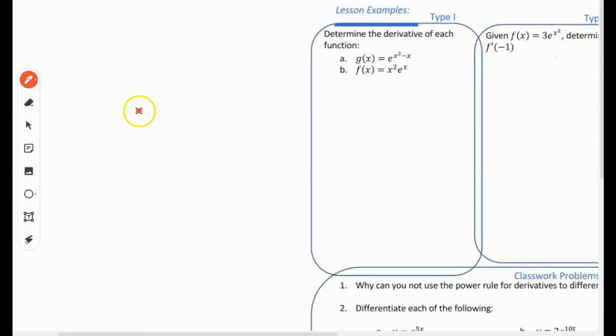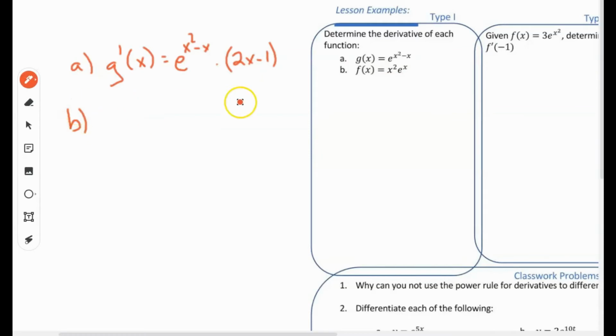Here's our first example. We'll do part A. I'm going to do it over here so I have lots of room, although it doesn't require lots of room. So we have d/dx of e to the power of x squared minus x. So what is the derivative of that? The derivative would be just that exponential function, e to the x squared minus x, but then we need to multiply it by the derivative of that exponent, which would be 2x minus 1. There you go. One step. There's your derivative.